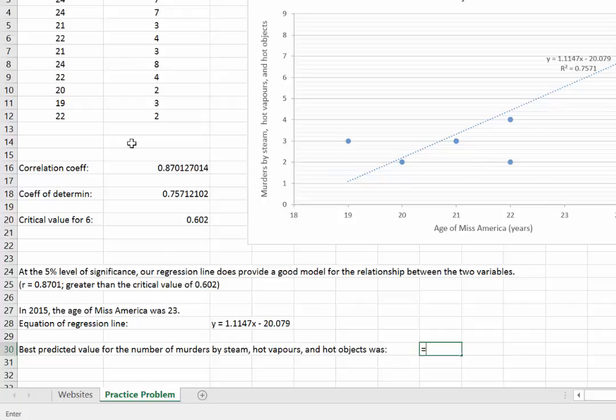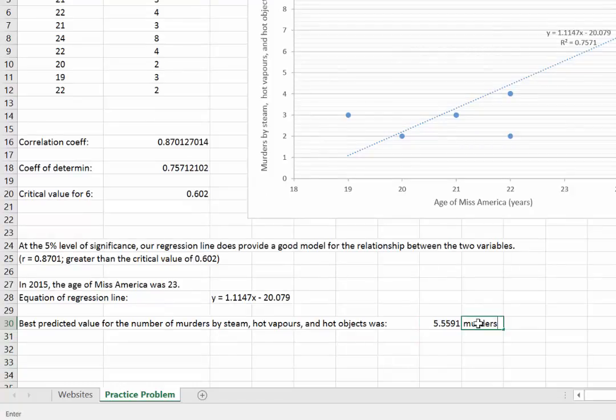So remember, the age of Miss America is the X, so I'm just plugging the 23 in for the X. So equals 1.1147 times 23 minus 20.07. That would be murders. I mean, you can't have part of a murder, but we just leave it as our answer, the predicted value.